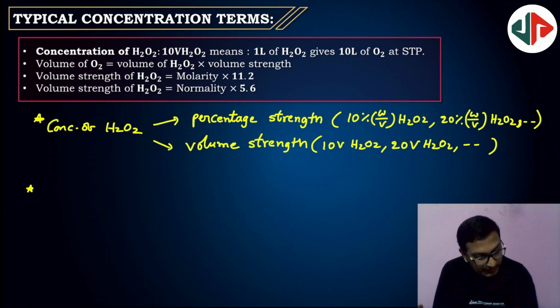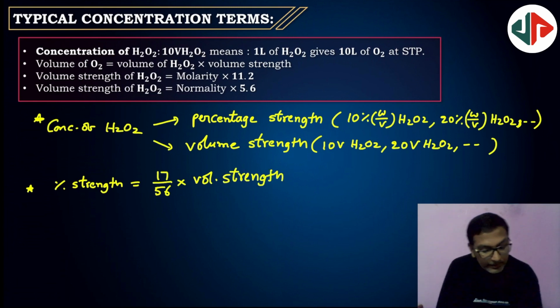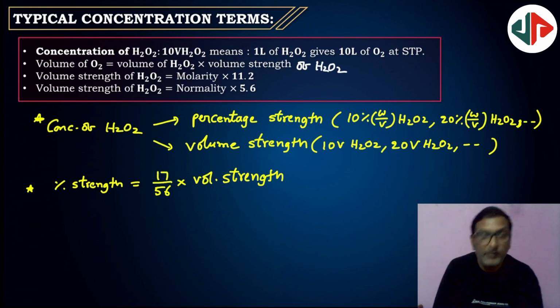Next, a relation between percentage strength and volume strength: percentage strength equals 17 by 56 into volume strength. Next formula: volume of O2 liberated at STP equals volume of H2O2 into volume strength of H2O2. Very important. Volume of O2 equals volume of H2O2 into volume strength of H2O2.